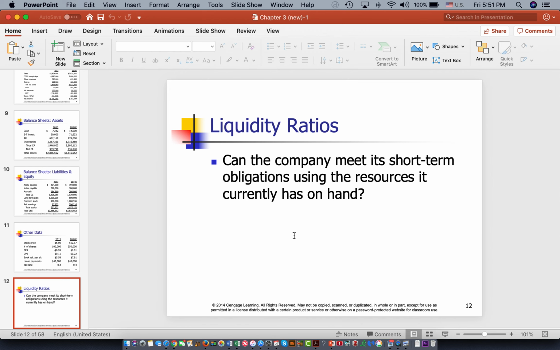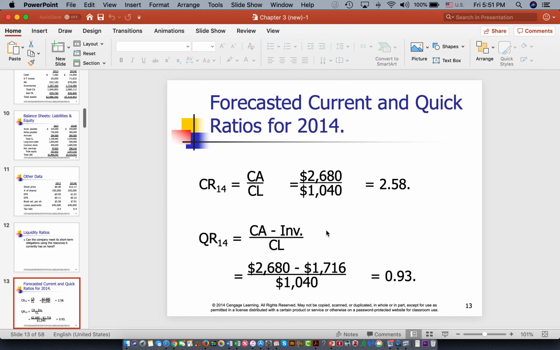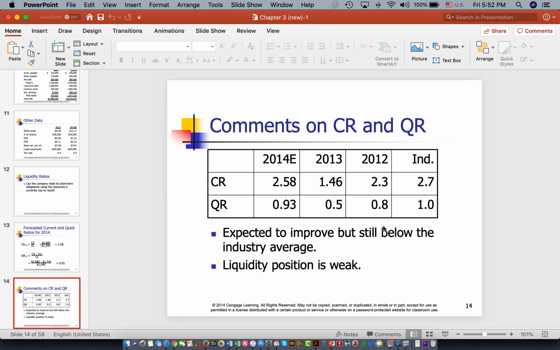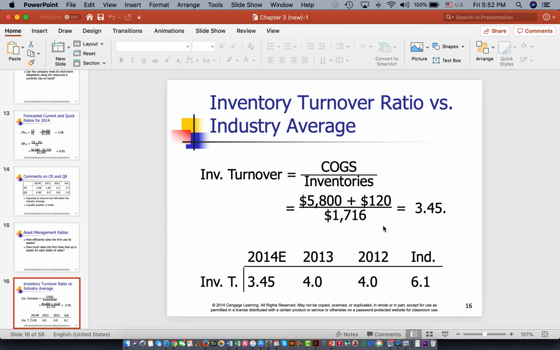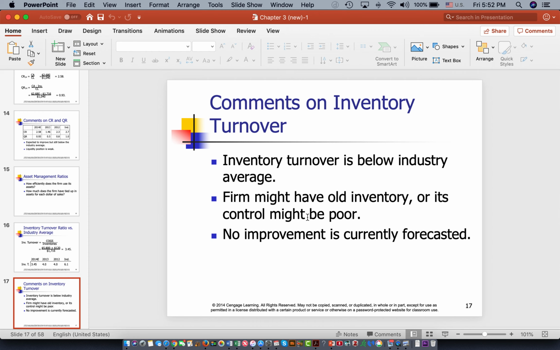First, there are 5 different ratios you need to have. Liquidity ratios, meaning how much money you will have to meet short-term obligations, and current ratio and quick ratio are the ones that are quoted immediately. If the ratios are higher, you are in a better position. Asset management ratios are efficiency ratios. Again, higher is better. So this is cost of goods per inventories, and industry is 6.1, but you are below the industry. So you're not doing too well.